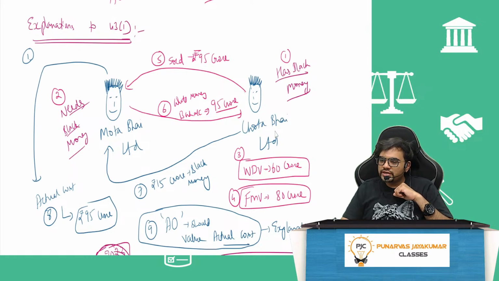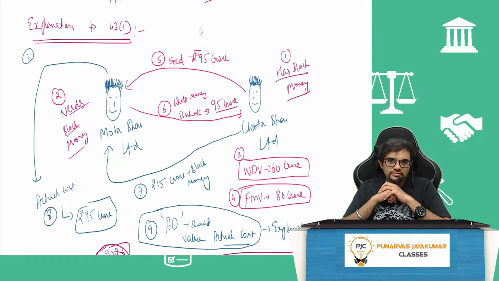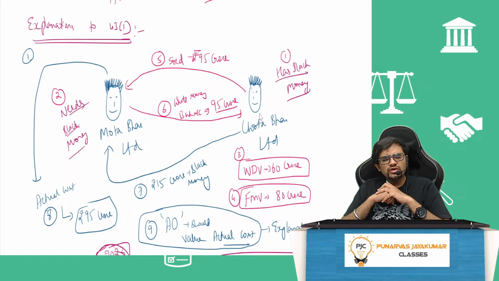What did Chota Bhai do? He sold that asset worth 60 crore, FMV 80 crore, for 95 crore. To whom? Mota Bhai. Mota Bhai transferred 95 crore white money. Are you a fool to pay 15 crore more for an asset which is 80 crore? Will you pay 95 crore just like that? No. Why did he pay 15 crore extra in white money? Because he needed black money.